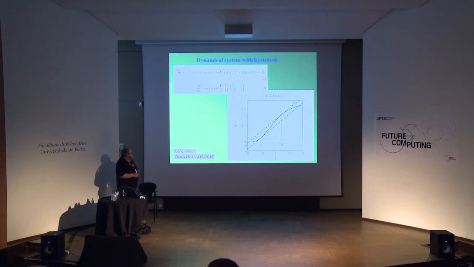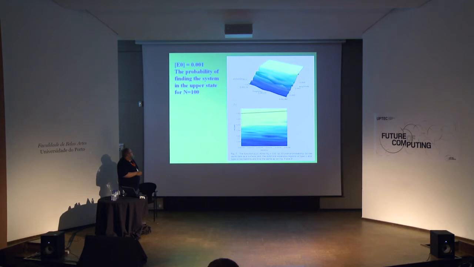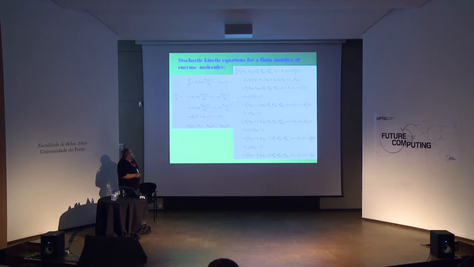I don't go into this in detail. Maybe I go just to show you something. Luca mentioned during his presentation that in some cases you work with a finite number of molecules, in his case DNA, in our case a finite number of enzyme molecules. If you have a small number of molecules, then the right way to write kinetic equations is to determine the time-dependent probability distribution of finding n molecules of a given component in your system.